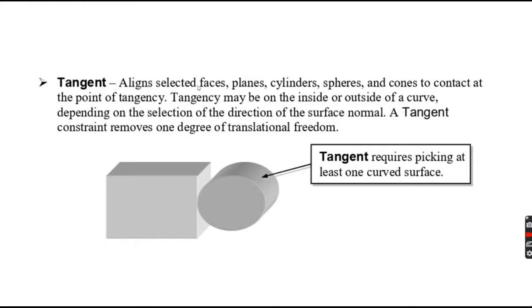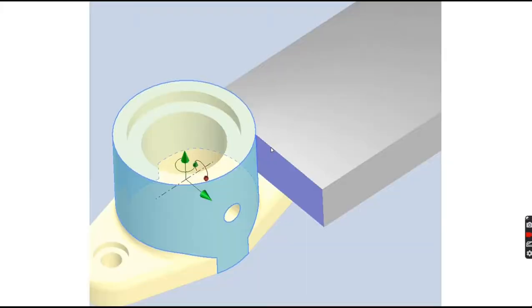Tangent, align selected faces, planes, cylinders, spheres, and cones to contact at a point of tangency. The tangent may be inside or outside of a curve depending on the selection of the direction of the surface normal. A tangent constraint removes 1 degree of translational freedom. So with the tangent, you have to pick at least one curved surface. So I could take, for example, and make a tangent between this point and that face right there.